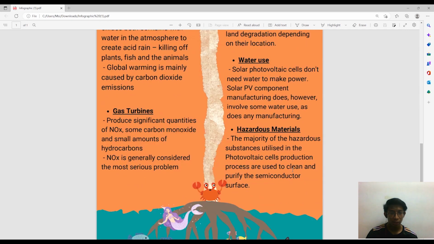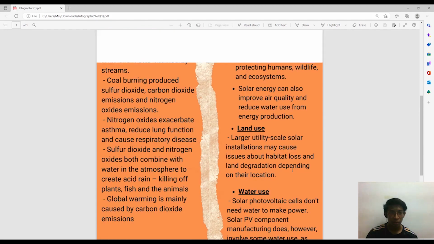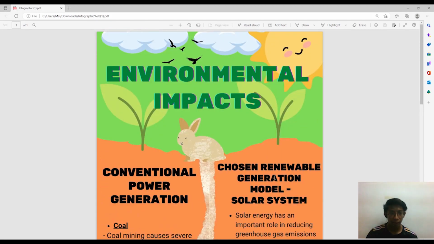And for the last, hazardous materials. The majority of the hazardous substances utilized in the photovoltaic cell production process are used to clean and purify the semiconductor surface. So that's all for the environmental impact.